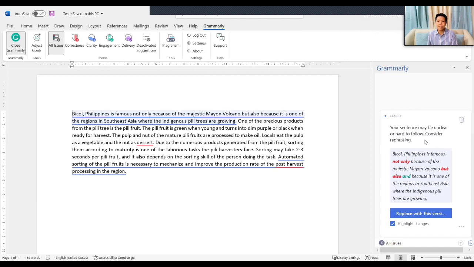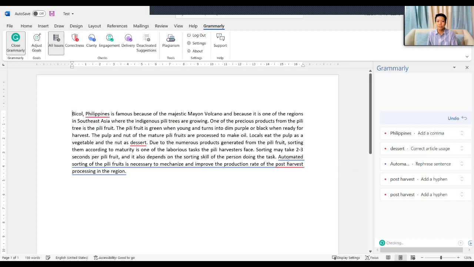The recommended statement is: Bicol, Philippines is famous because of the majestic Mayon volcano and because it is one of the regions in Southeast Asia where the indigenous pili trees are growing. Grammarly wanted to eliminate "not only" and "but also," which I think makes a more concise statement of the first sentence. So let me replace this one with the recommended statement.